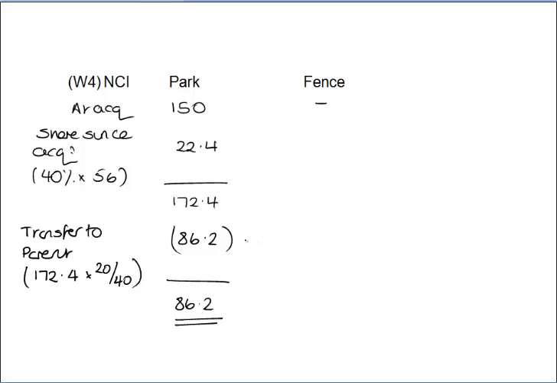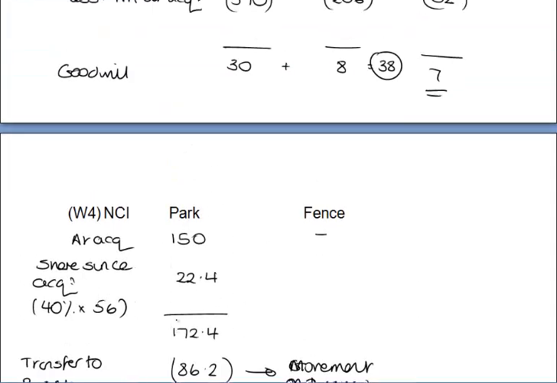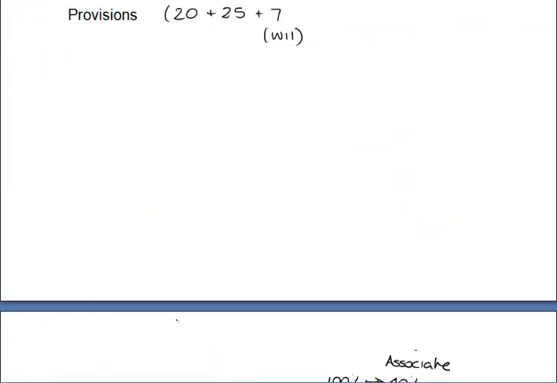What am I going to do with this figure? This figure is used to calculate our movement on the increase investment. So we have to separate these things out. So the first thing I'm going to do is take the NCI figure of 86.2 and transfer that to the face of the SFP.